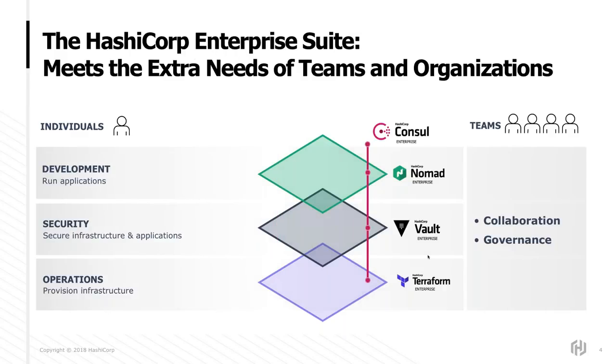We can then switch over to the other side here where we have the corresponding enterprise products, and these products add in additional capabilities that meet the needs of teams, in particular, collaboration between members of teams, and then governance so that organizations can govern what one or more teams are doing. And of course, I forgot to mention on the left side of the screen that the open source products are aimed at meeting the needs of individuals or small numbers of individuals.